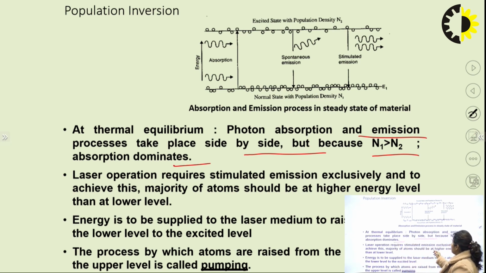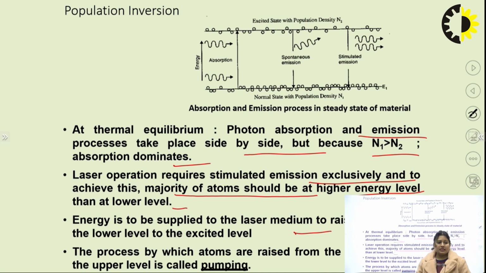Laser operation requires stimulated emission exclusively, and to achieve this, the majority of atoms should be at the higher energy level rather than the lower energy level. So energy is to be supplied to the laser medium to raise the number of electrons from the lower energy level to the high energy level. The process by which these electrons absorb some energy and move from the lower to the high energy level is called pumping.